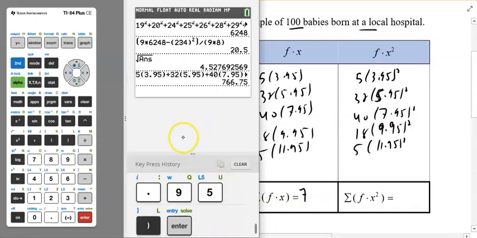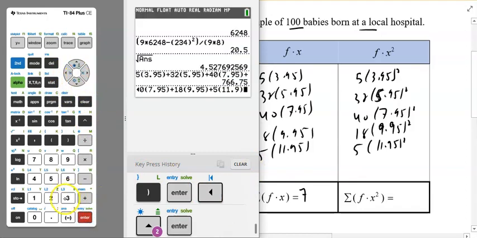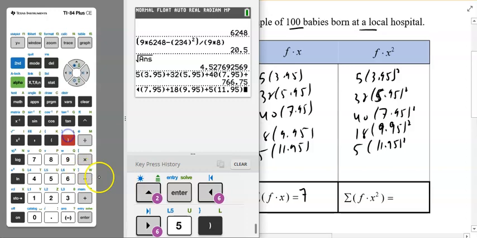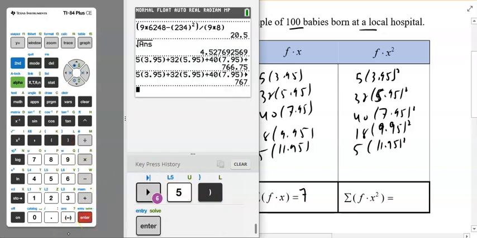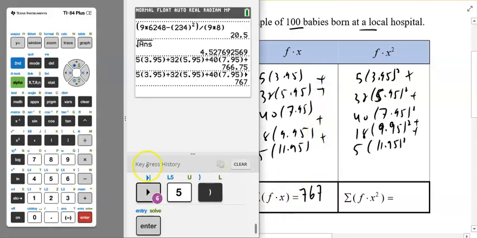Unless I made a mistake, let me just make sure. 5 times 3.95, 32 times 5.95, 40 times 7.95. Whoa, why is it so big? If I go back up, it will show me that transaction. I could see all the numbers if I need to. I missed a 5 right there, 5 times 11.95. The reason I know that's wrong is I have 767 because I have the answer. Okay, and if I want to do this part, again, this is how we do it. We don't do this by hand and write down all. We do everything on a calculator.